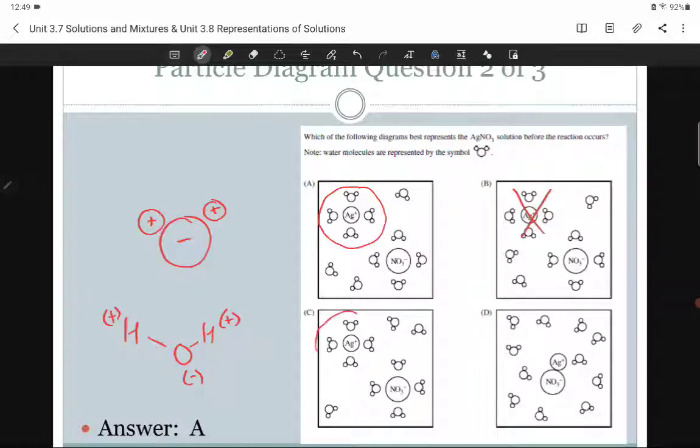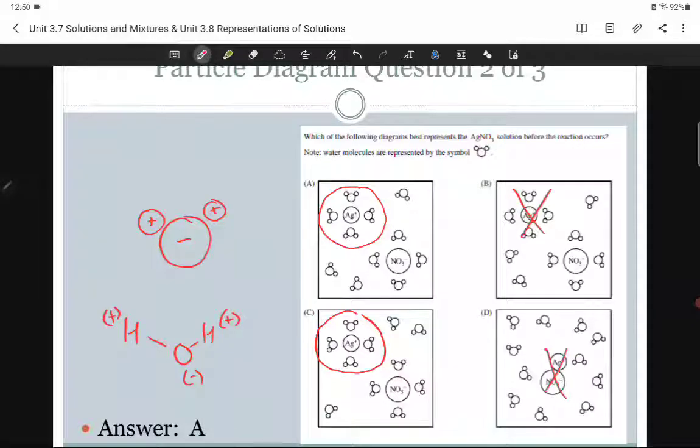We like that for C. Are we also going to like that for NO3s? We'll visit that in a second. And this one, Ag plus and NO3 minus are together. That would mean that it's a precipitate, and that's not going to be the case. So right now we like A and C, but why do we like A better than C?